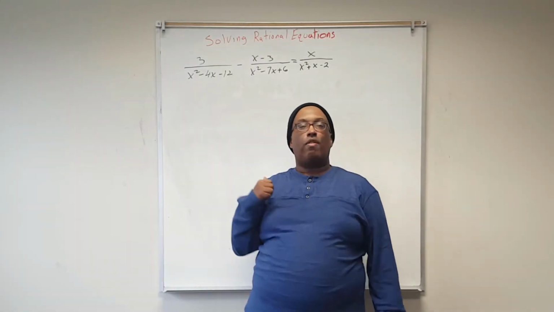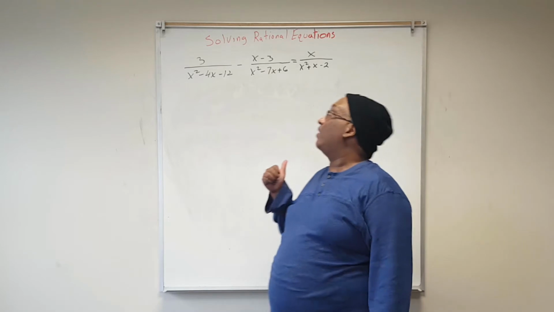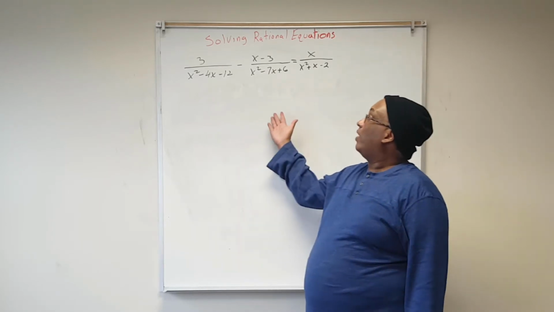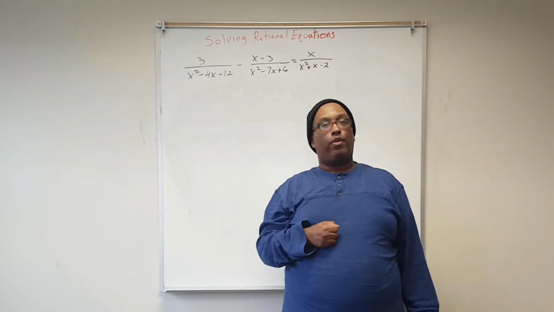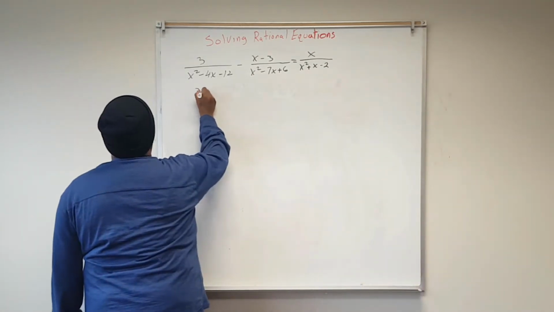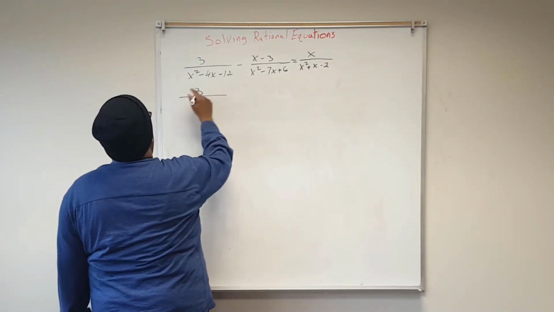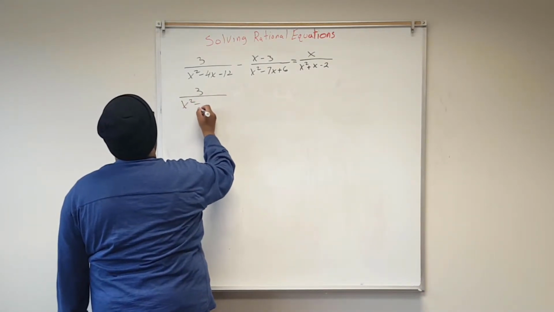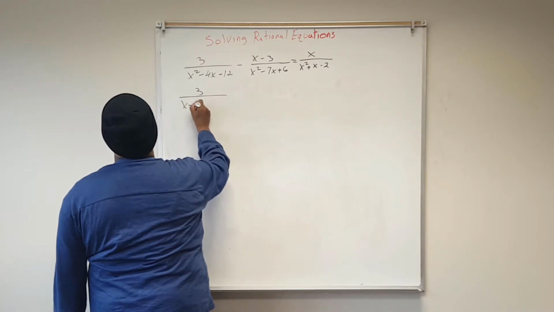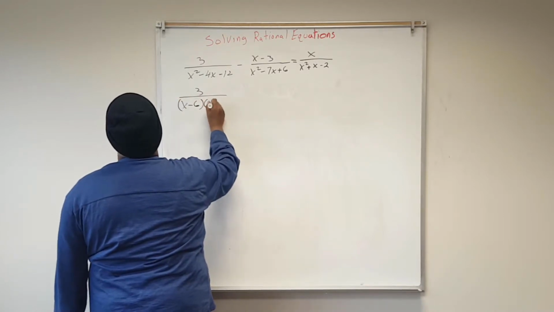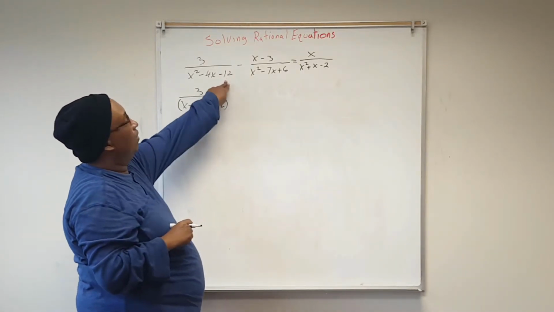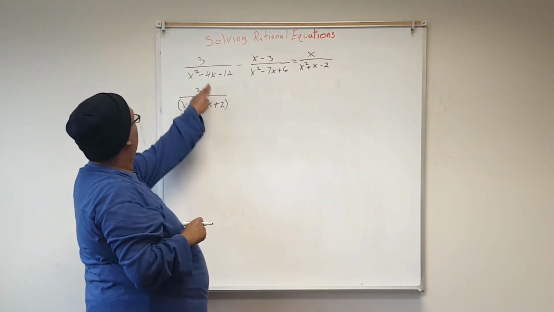Welcome back. Here's our final example for solving rational equations. Again, when you have an equation like this, you need to factor first. So let's factor. This one becomes x minus 6, x plus 2, that gives us negative 12, that gives us a negative 4.